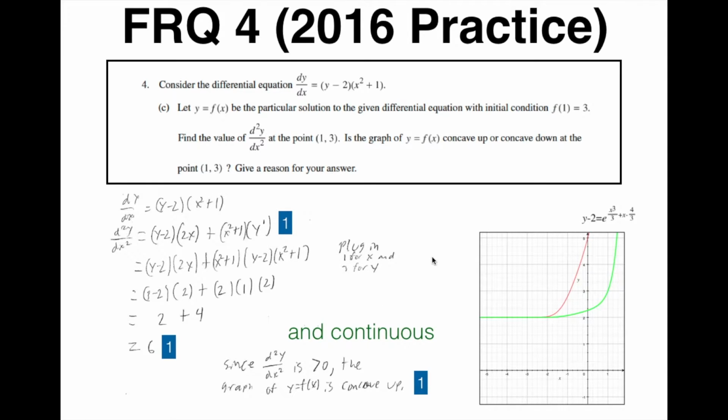So if you solve for that particular equation, this is the function you would find, or maybe y equals this plus 2, and look at the graph. It's placed differently from the original graph we had earlier. This green graph goes through the point (1, 3). And we can see, of course, that it's concave up. It's curved. It's turning to the left.